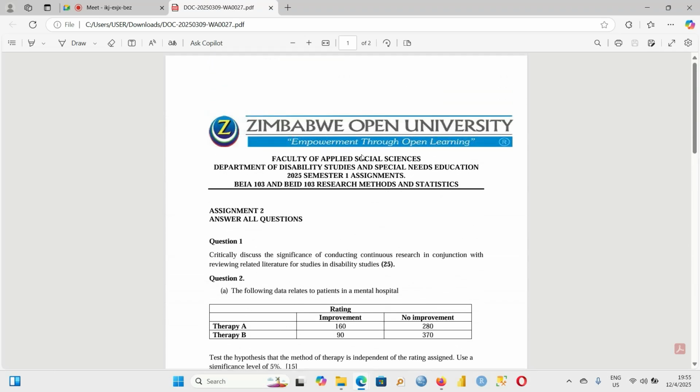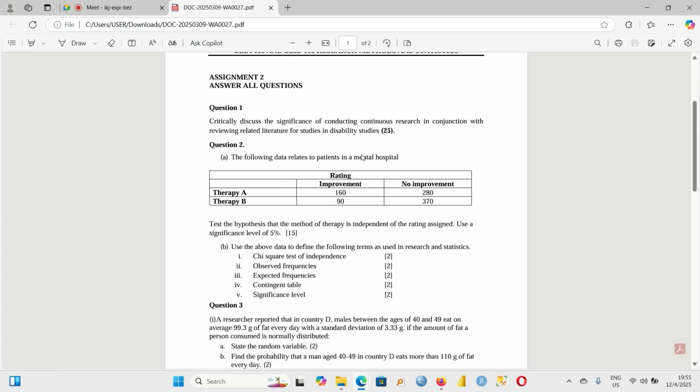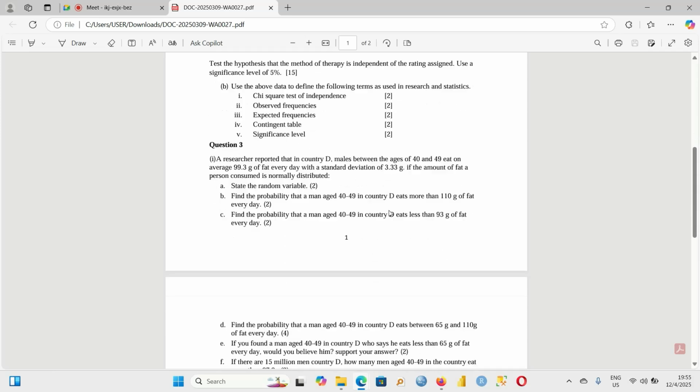On your assignment 2, we did question number 2, whereby we were trying to introduce a contingency table, and after defining the terms, we moved on to carrying out the hypothesis test of chi-squared of independence, whereby we followed some stages. Now we are moving on to another chi-squared test.